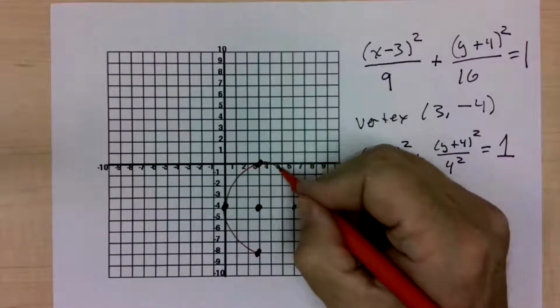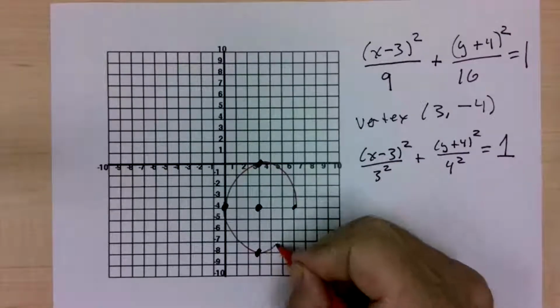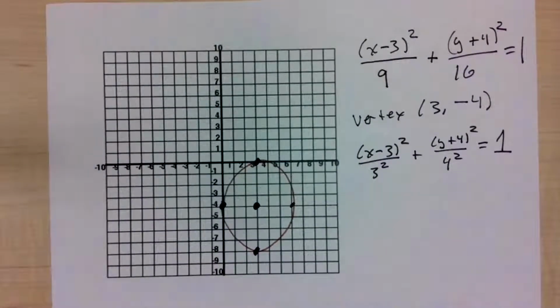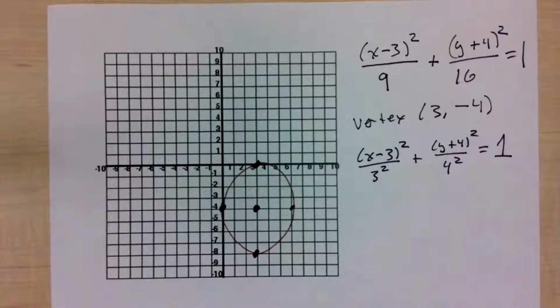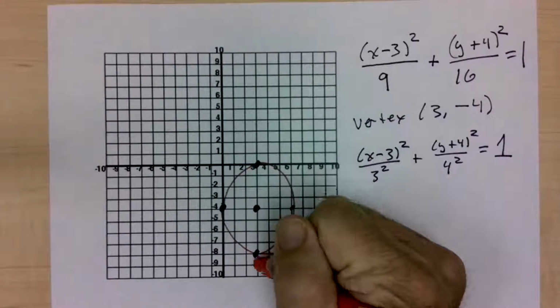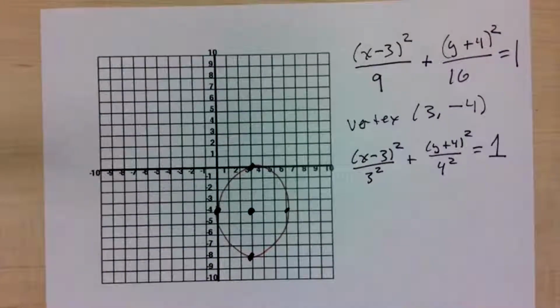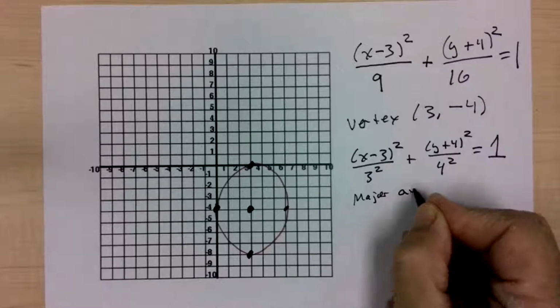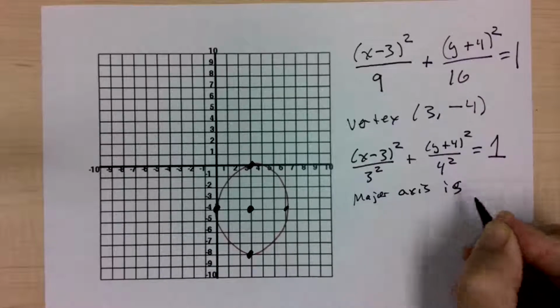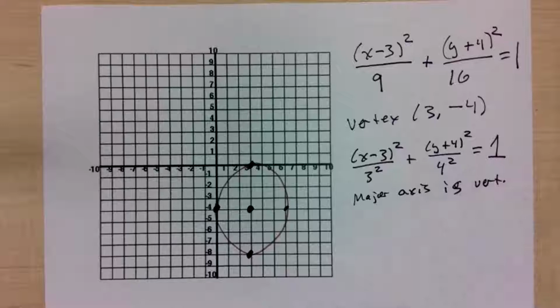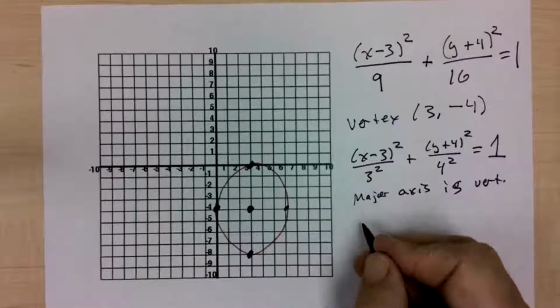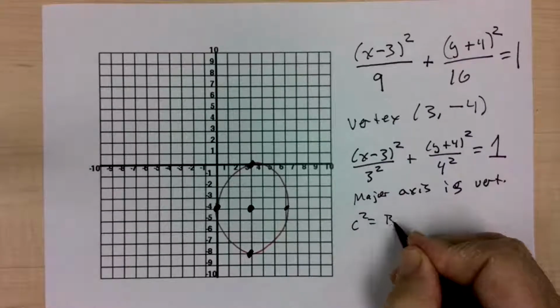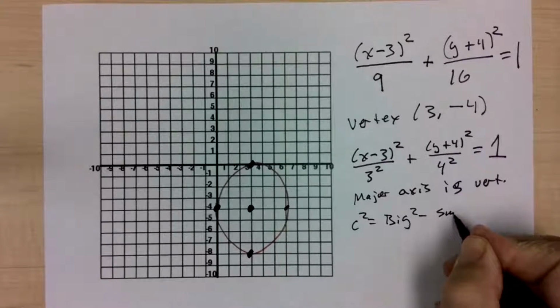So we will go ahead and do our best to draw that. And then we're going to look for where the 2 focus points are. They will be on the major axis, which is the major axis here. This one, that's longer, 4 and 4 versus 3 and 3. The major axis this time is vertical. So we're going to use our rule. C squared is the larger squared minus the smaller square. Big square minus small square.